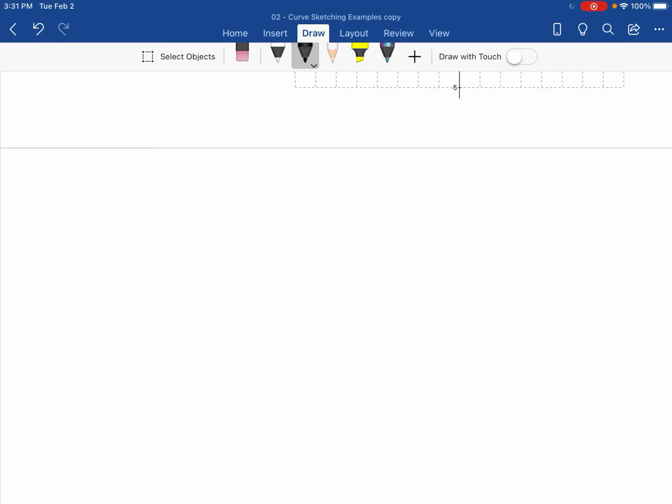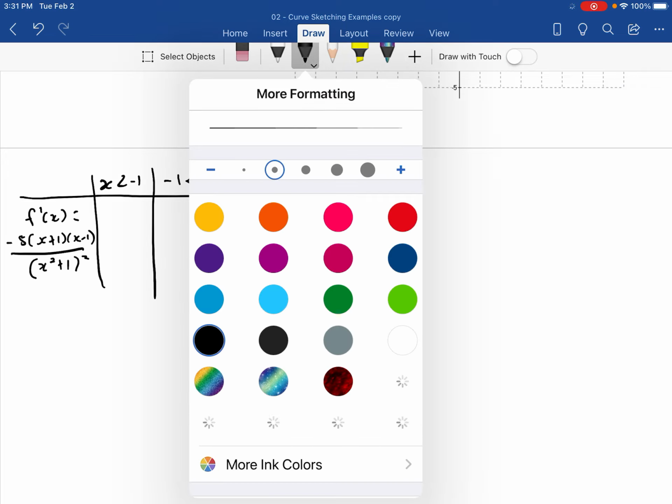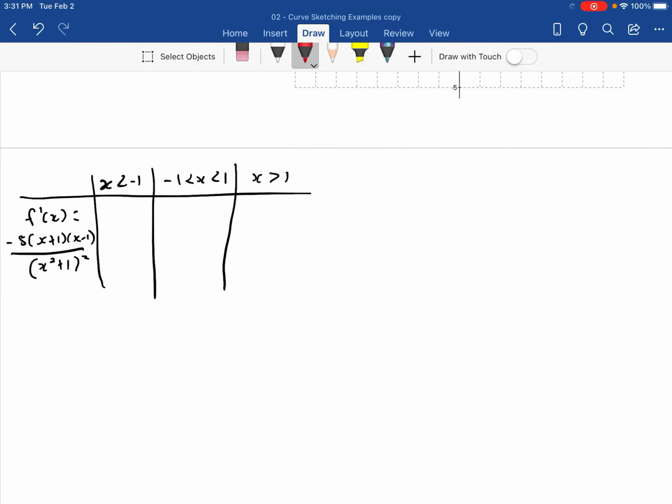So down here, I'm going to continue on with that. I got to build my chart. X less than negative 1, between negative 1 and 1, and x greater than 1. These are the intervals that I want to check to see what's going on with the derivative. And the derivative is negative, it's a big one, negative 5, and the numerator, I had x plus 1, x minus 1. And on the bottom, x squared plus 1 squared. Those are all the factors. And when you want to build one of these positive-negative charts, you want to have all those numbers in there. I'm going to do this slowly because there's a lot going on here.